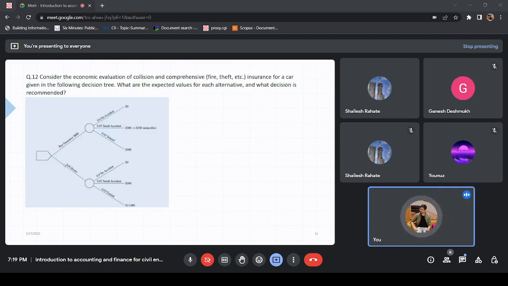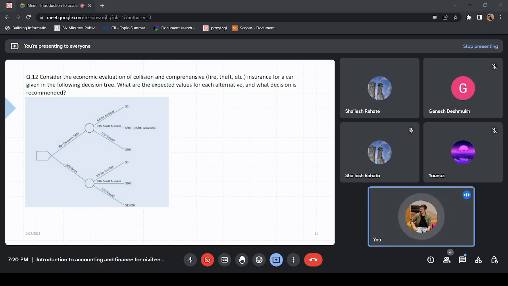Consider the economic evaluation. This is an insurance-based question. You know that when we buy insurance, there is a higher probability that we might not even be using that insurance, right? We are just paying the amount and forgetting it. That is a kind of financial burden on us because we are not getting anything in return. I mean, yes, there is some kind of surety, but financially, you are not getting anything. There is very low probability that you will get something in return.